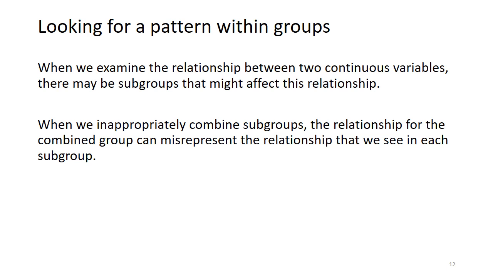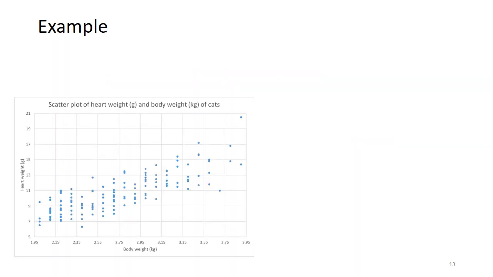If there are subgroups, the relationship within each subgroup could be different than the relationship across the subgroups. When we inappropriately combine subgroups, the relationship for the combined group can misrepresent the relationship that we see in each subgroup. Here is the scatter plot for the 144 cats. It shows a medium relationship between body weight and heart rate.